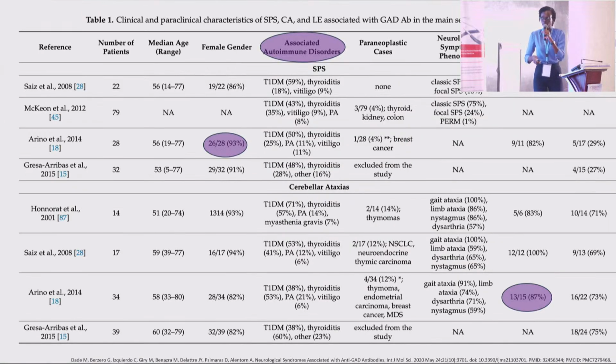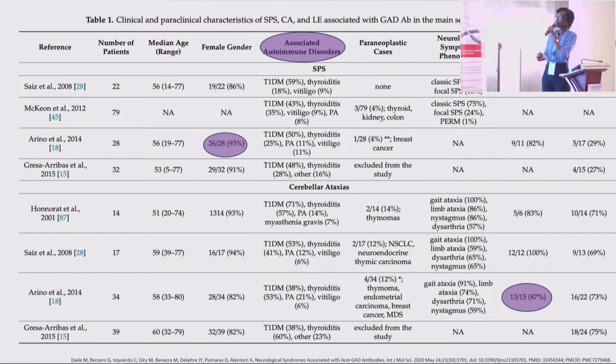This table was to highlight a few things. First, that these diseases are more common in women. Up to 90% of cases have happened in women. Often they're associated with other autoimmune disorders, particularly type 1 diabetes, but also thyroiditis and vitiligo. In about 5 to 10% of these cases, there's an association with malignancy, including thymomas, lung cancer, and breast cancer.